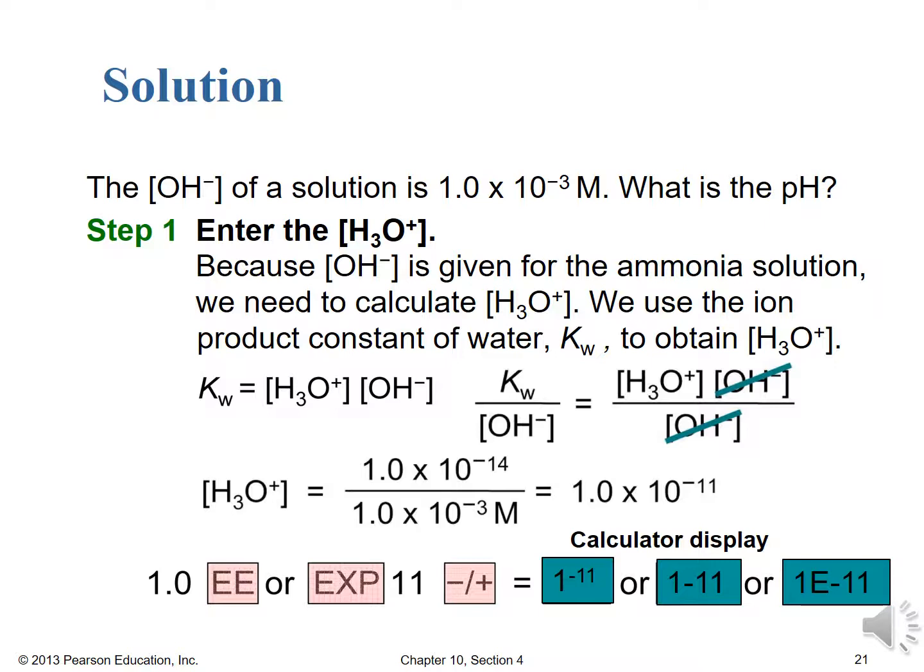If you go ahead and put that in your calculator, 1.0 and then EE or EXP 11, then the plus minus key to make it negative 11, you end up with a calculator display of something like 1 to the minus 11 power, or 1 minus 11, or 1E minus 11. So hopefully it looks like one of those options.